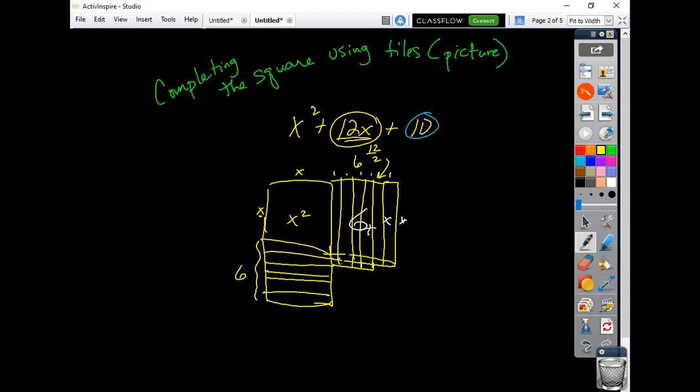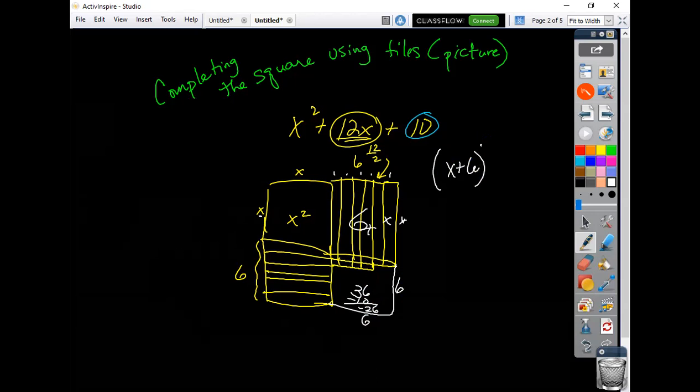But then everything outside of there is stuff that I'm short. So all of these, I don't have enough to fill all these up because I only had 10 ones. If it's 6 by 6, I needed 36. I've used up 10, so how many am I short? I'm short 26. So let's see how that would write out in the completed square form.